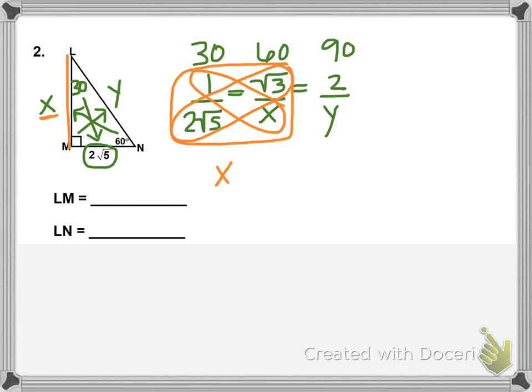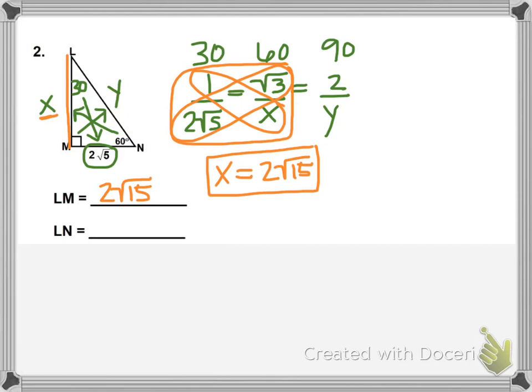For these, I want to make sure to multiply inside with inside, outside with outside. So the 2 is the only outside number. The 2 inside numbers are 5 and 3. When I multiply those, I get square root of 15. Those cross products are equal, and wouldn't you know, I already have my value of x. 2 square roots of 15 is also the length of LM. Okay, so that one's pretty easy.